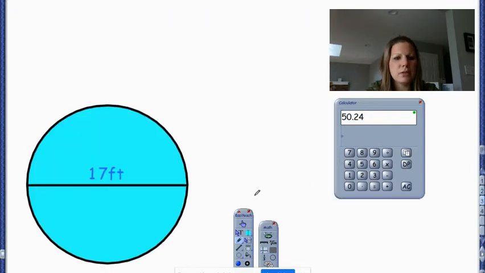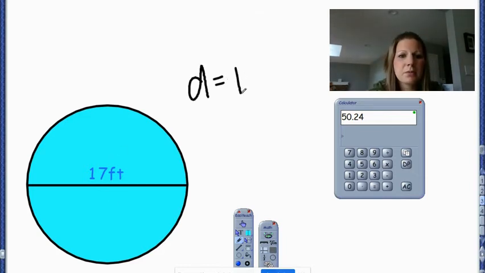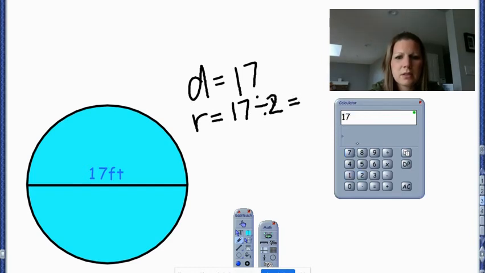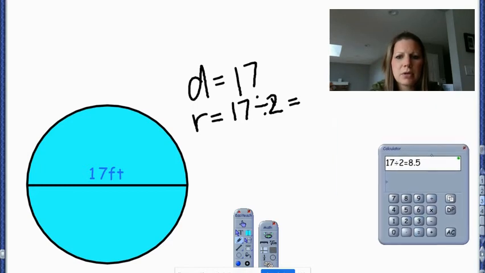Now here's another circle, except they give you the diameter on this circle. So when they give you the diameter, what is the first thing you need to do? You need to figure out the radius. So if my diameter equals 17, my radius equals 17 divided by 2. So 17 divided by 2 is 8.5.